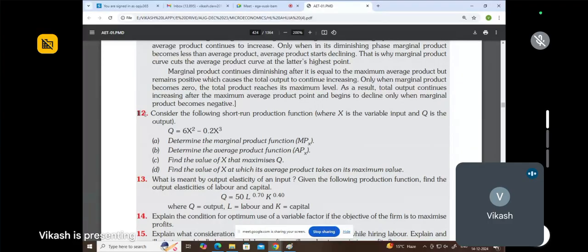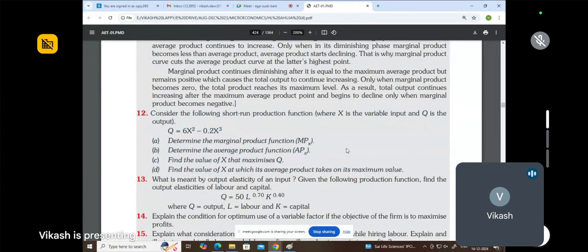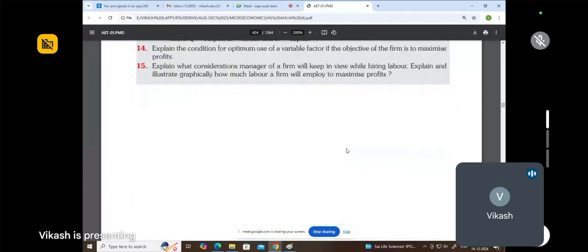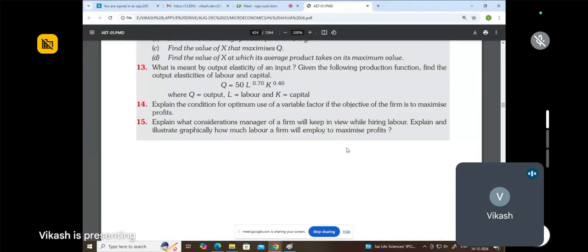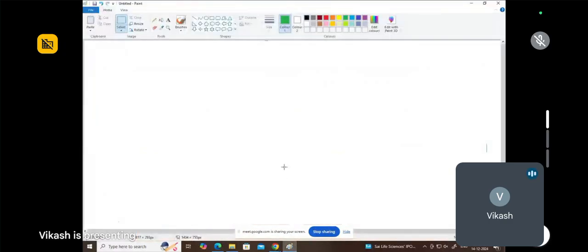Question number 12 in the questions for review is also the same as how I ask questions in the exam. Page number 407, question number 12. So do this. Okay.